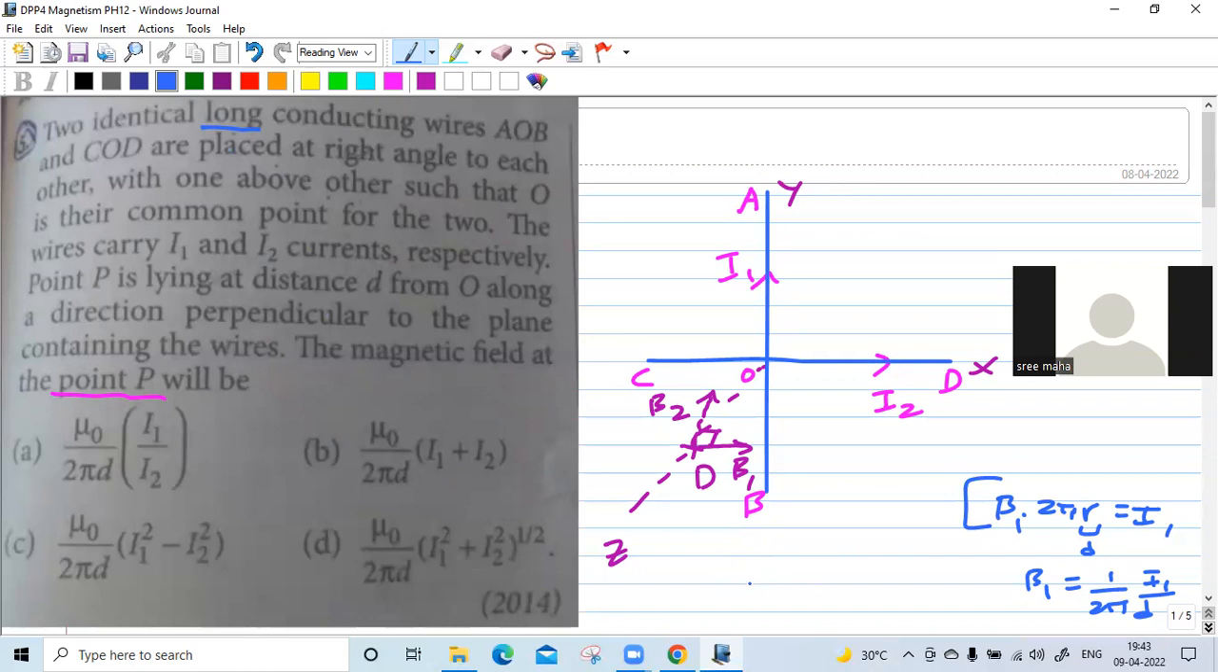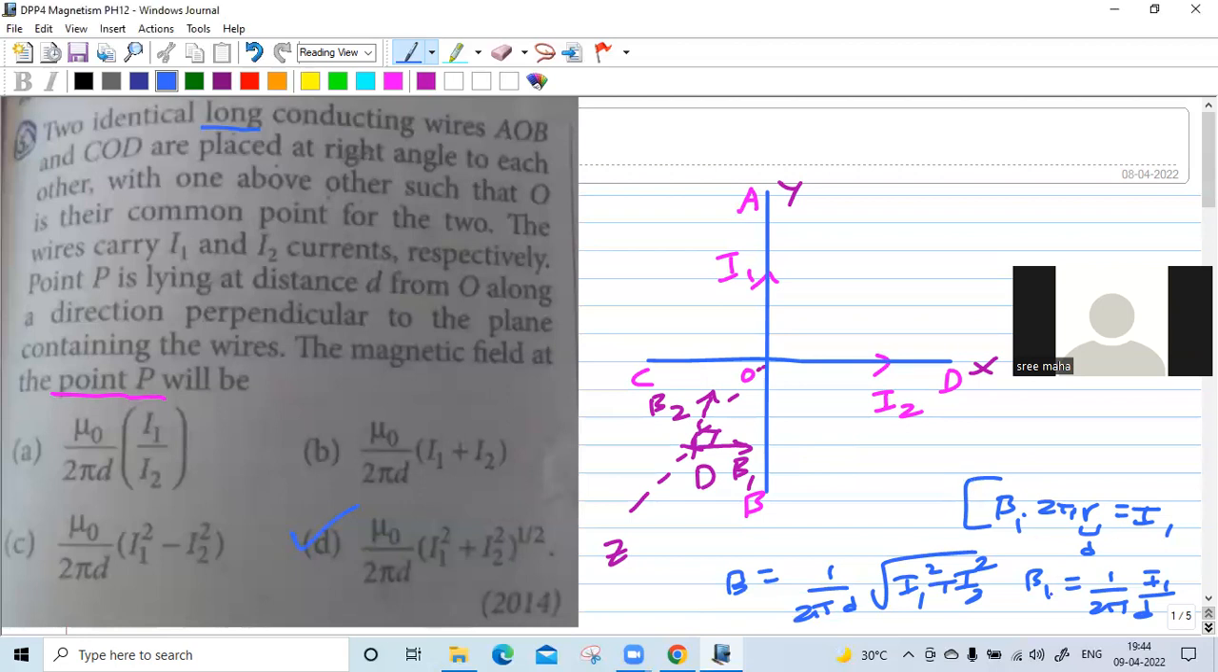So magnitude will be square root of B1 square plus B2 square. The common thing is 1 by 2 pi d, square root of I1 square plus I2 square. Check the answer. It's the right answer.